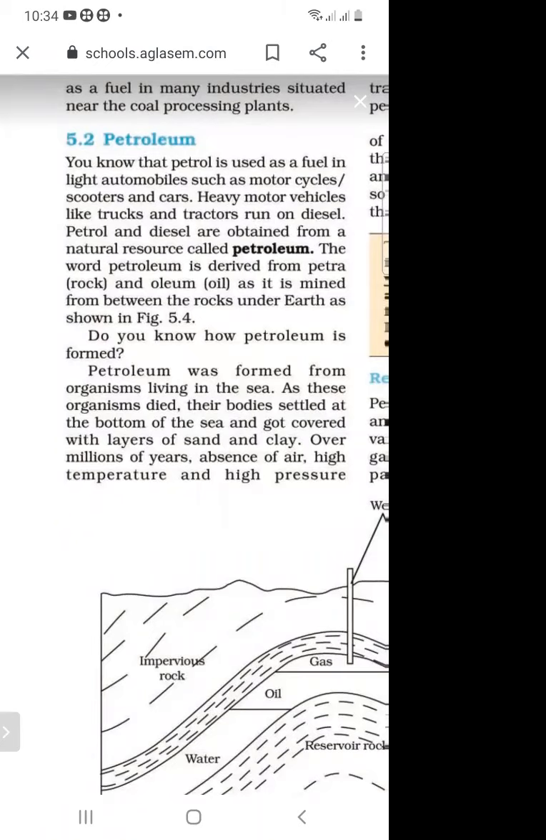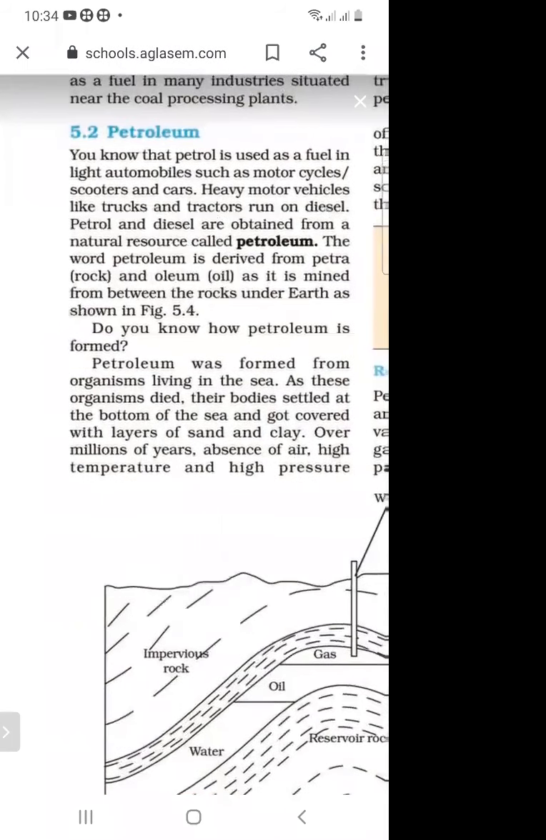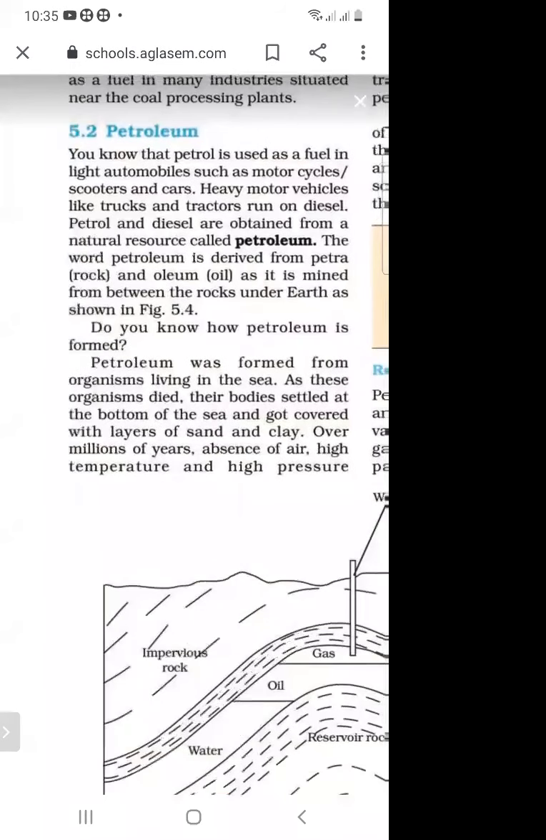And what is the full form of petroleum? Petra plus oleum. Petra means rock and oleum means oil. As it is mined from between the rocks under the earth, as shown in the figure.